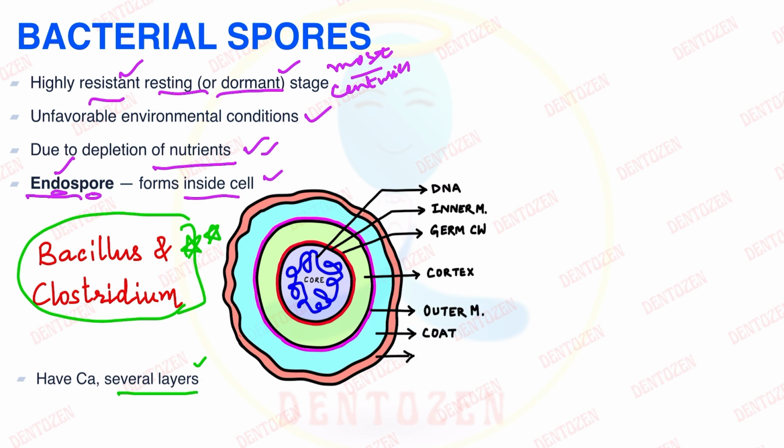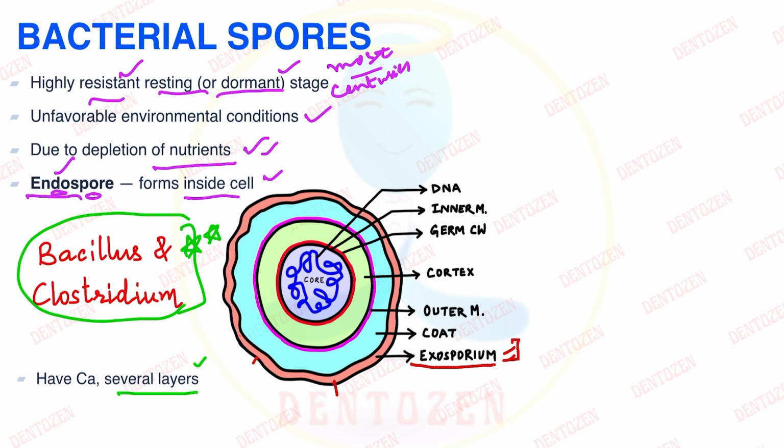And some bacteria may or may not have another layer, that is called exosporium, that is the outermost, which may or may not be present. And this layer is a loosely placed layer, and it has some ridges over it, and this may help in the attachment of the bacteria.